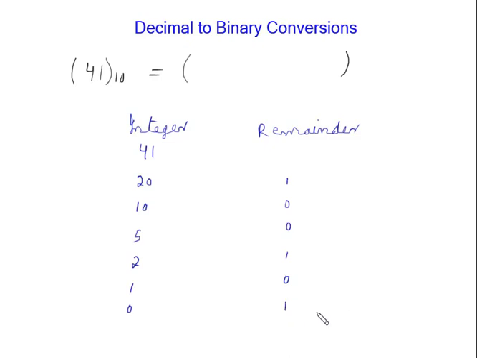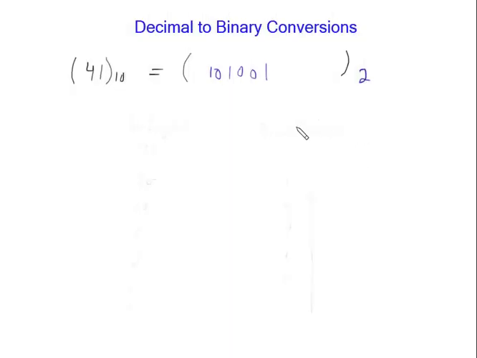So all you need to do is write this sequence of remainders from down to up. Here I will get 1 0 1 0 0 1. So this decimal number 41 has a binary equivalent of 101001.